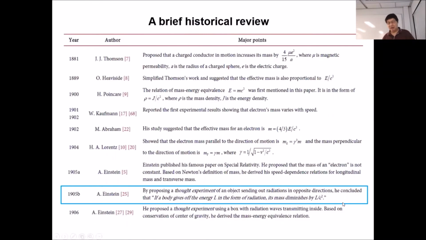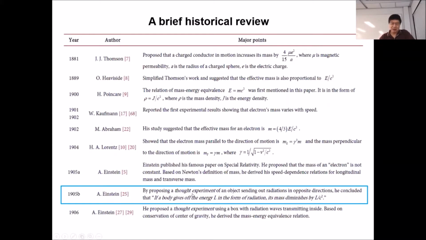Now let's look at some of the early publications related to the development of the concept of energy-mass equivalence. You probably remember that special relativity was proposed by Einstein in a paper published in 1905. But before 1905, there had been many publications suggesting the concept that mass and energy could be converted between each other. In fact, the relation E equals mc squared was suggested by Poincare in 1900.